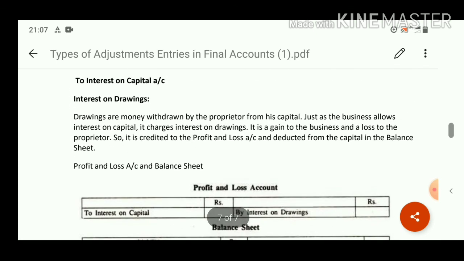So this is how you need to do the adjustments of the final accounts. Hope the concepts are clear.